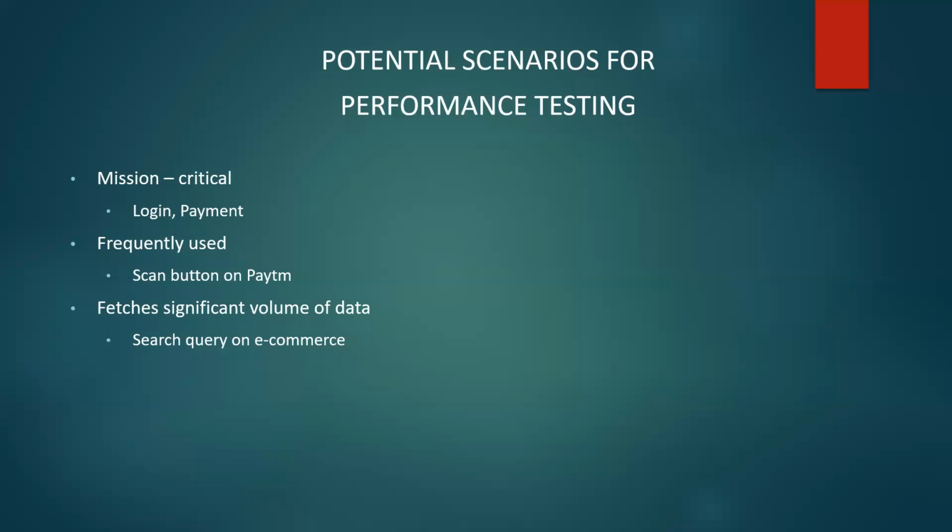How to identify? Now you have an application, like you said, a spare-parts e-commerce website. So there are so many pages, so many buttons, so many clicks. How will you identify what the potential scenarios are? So the first thing is, what all is mission critical? Like login and payment, these are mission critical.